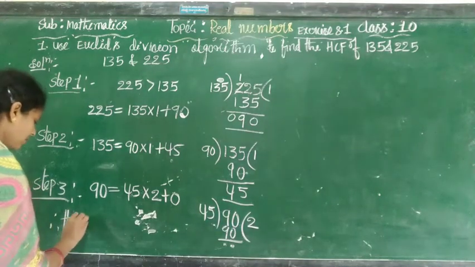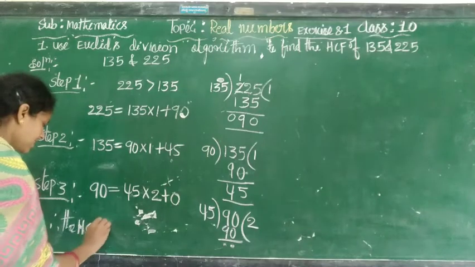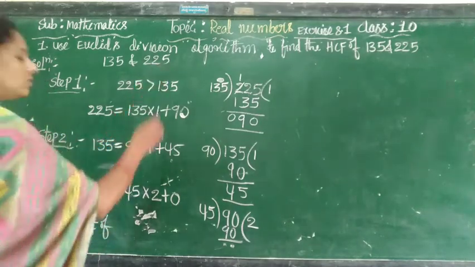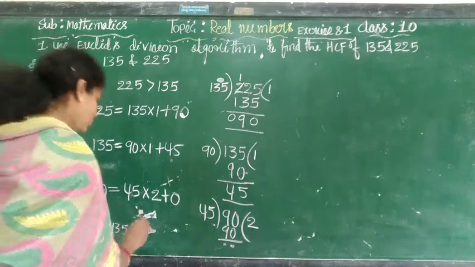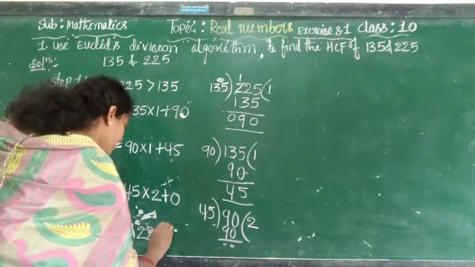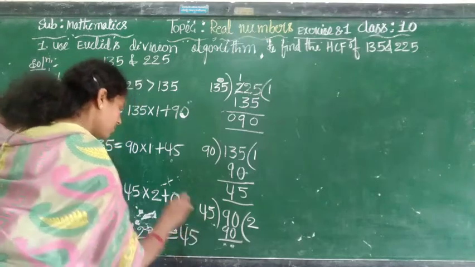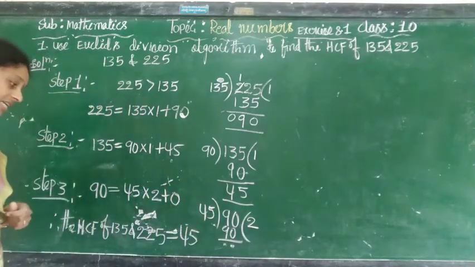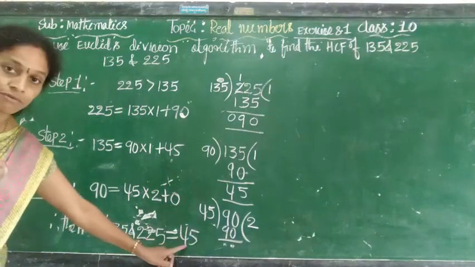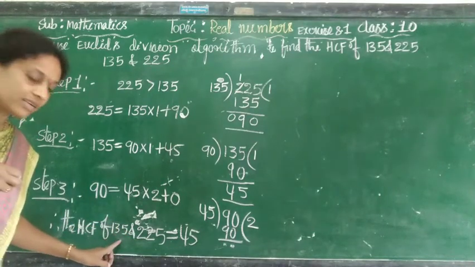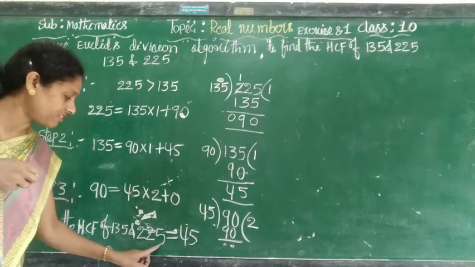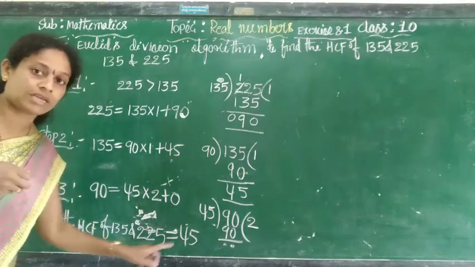So the HCF of 135 and 225 is equal to... So the divisor at this stage is 45. Therefore, the HCF of 135 and 225 is equal to 45.